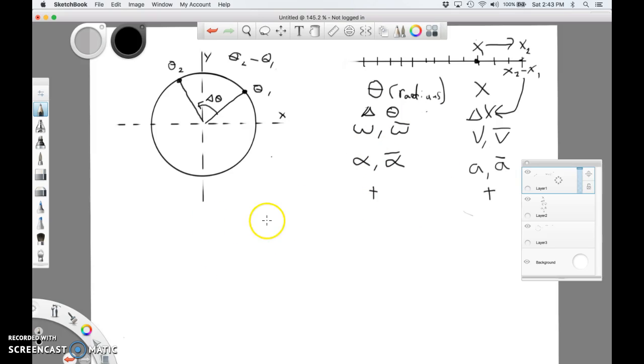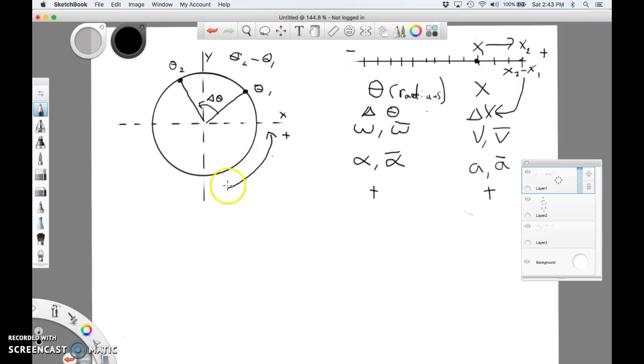And the last thing I want to mention is this. On our number line, the convention for positive and negative is that positive is to the right and negative is to the left. We have a similar convention with rotation, and it's this. If you're rotating counterclockwise, that's positive. If you're rotating clockwise, that would be negative, okay? And an easy way to remember that is that clocks, and you see this in the book, clocks are negative, okay?